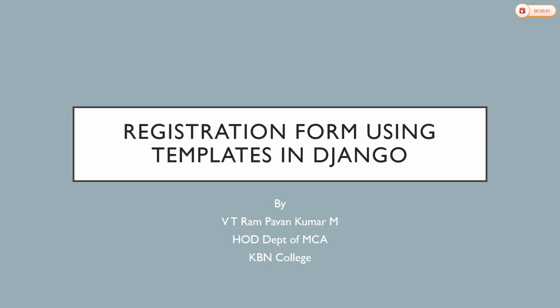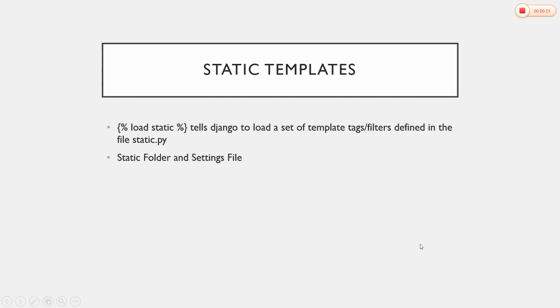Hello students, in this session we are going to learn how to develop a registration form in Django, that is by using templates. Specifically, we are going to use static templates. In a previous class we already discussed what templates in Django are. Templates are divided into two types: one is static and another one is dynamic templates.